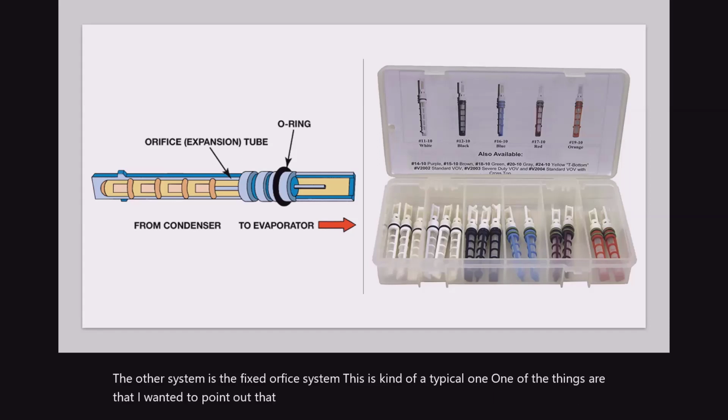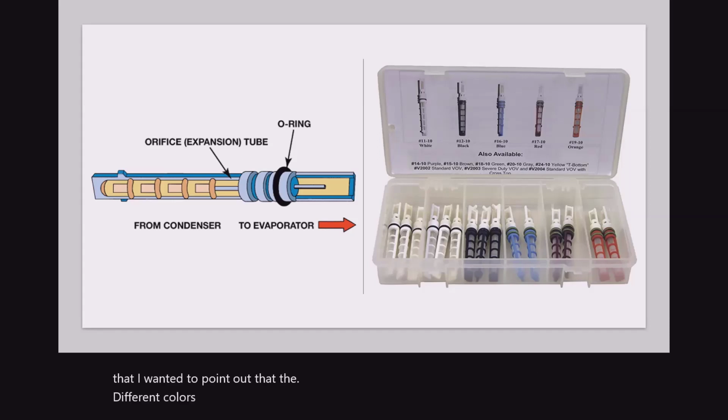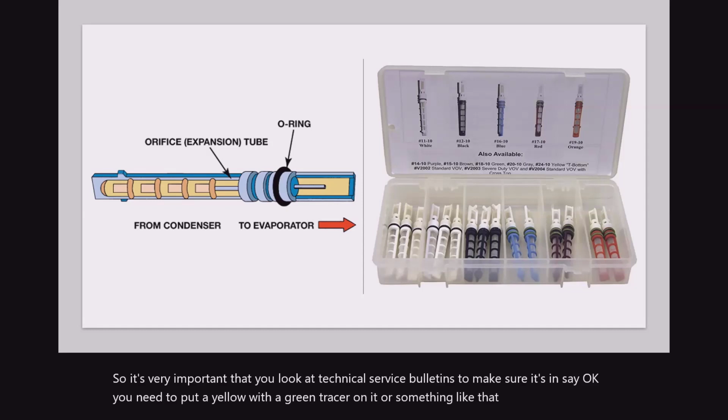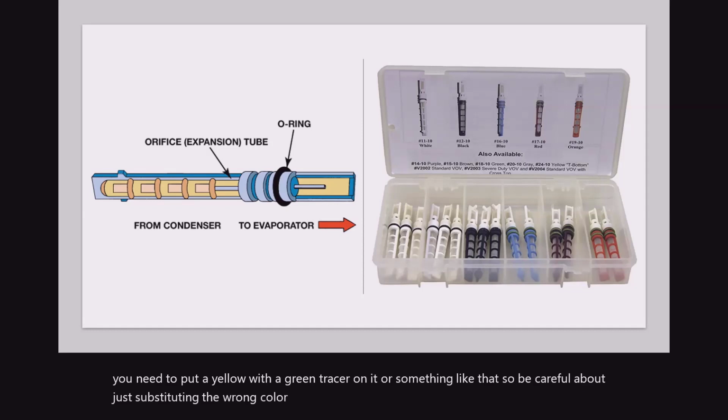there are different colors, and depending on the make and model, they might even upgrade them later. So it's very important that you look at technical service bulletins to make sure, if they say, okay, you need to put a yellow with a green tracer on it or something like that. So be careful about just substituting the wrong color in. You could cause problems by doing that.